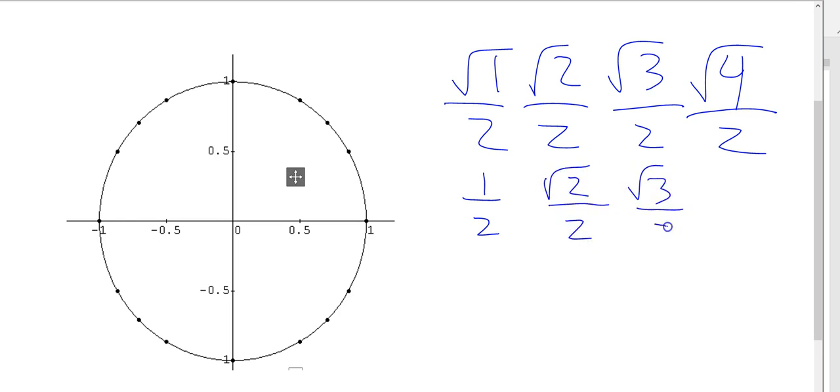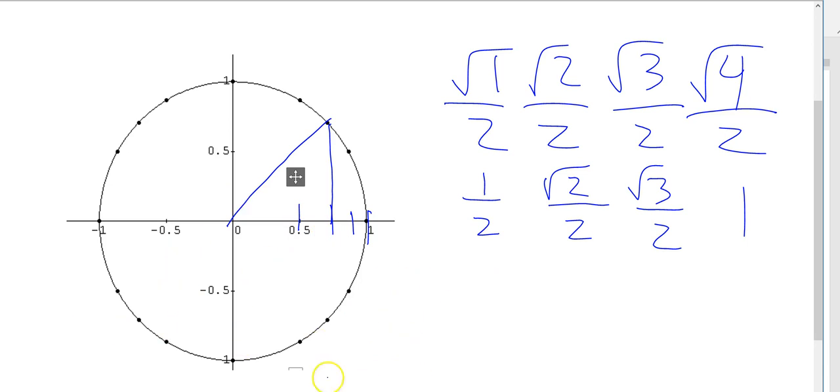Okay, so we talked about how these go in order. So you had your 1/2, your radical 2/2, your radical 3/2, and your 1. So if we're at 45 degrees, what is the x value? Radical 2/2, it's the one in the second spot. So you definitely need to not forget this stuff. Please make sure that you don't.